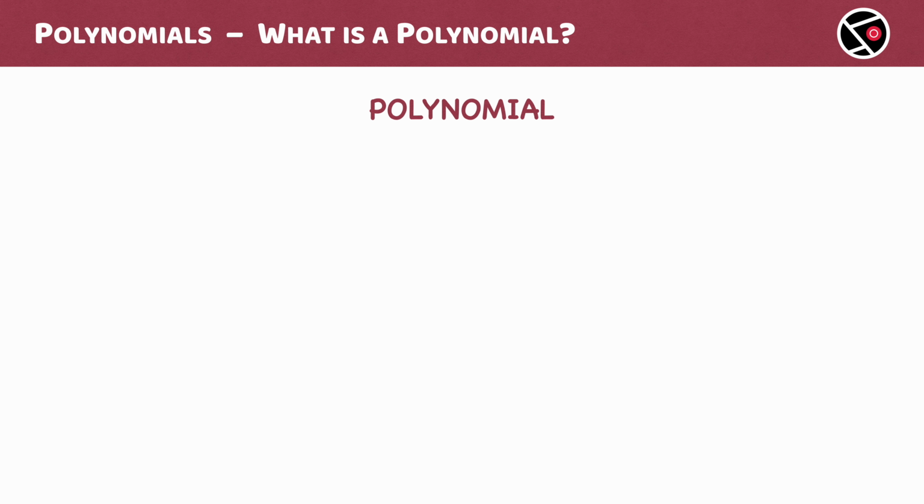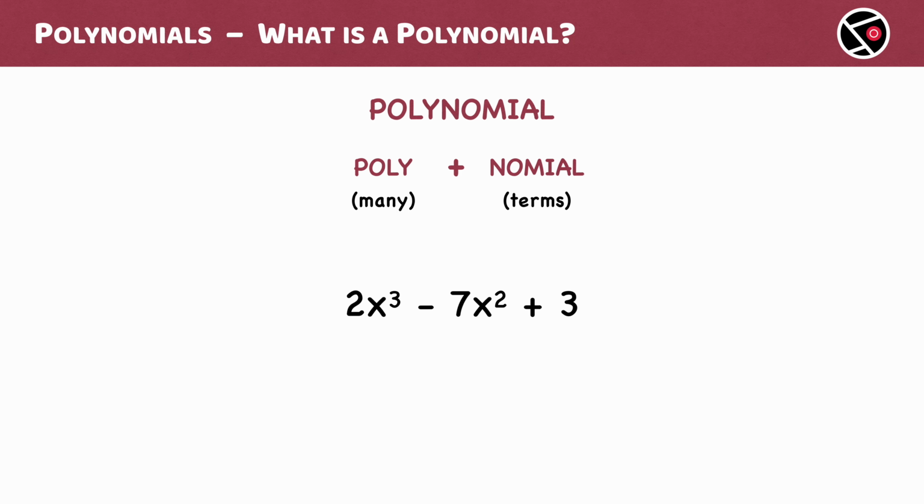The word polynomial has two parts. Poly means many, and nomial means terms. So a polynomial is simply an expression made up of many terms. Here is an example. 2x cube minus 7x square plus 3. This expression has three terms. 2x cube, negative 7x square, and plus 3.